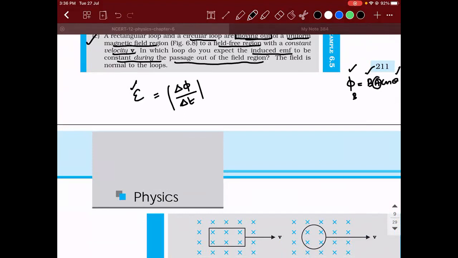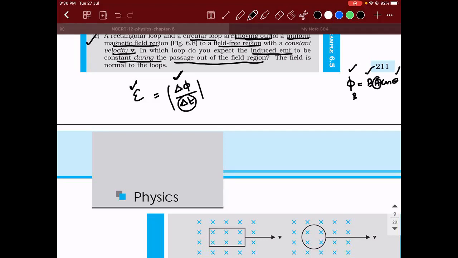It should not change. Yes, it should not change with respect to what? With respect to time, because EMF is dependent on time, right? So if EMF has to be constant, guys, understand this. If EMF has to be constant, can I say that the rate at which the flux is changing for a given time should be a constant?